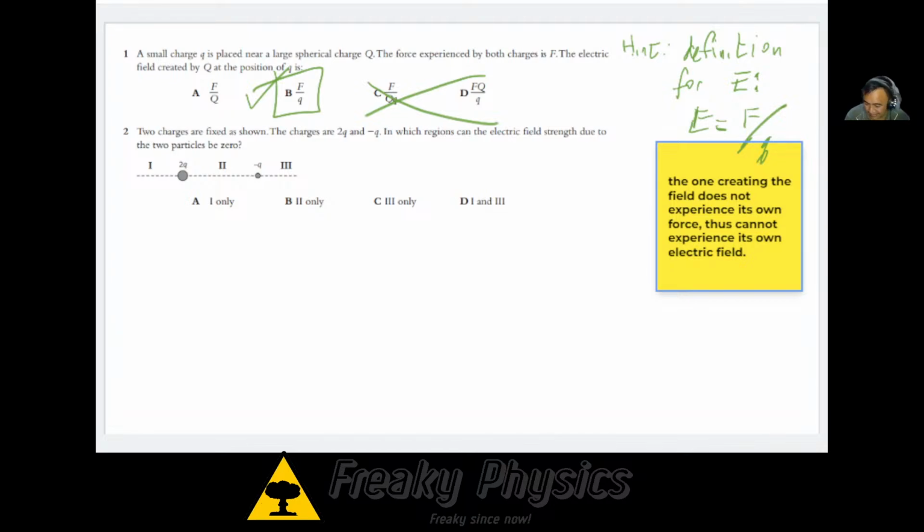All right. Okay, so let's do this last one for today. Let's do number two. In which regions can the electric field strength due to the two particles be zero?